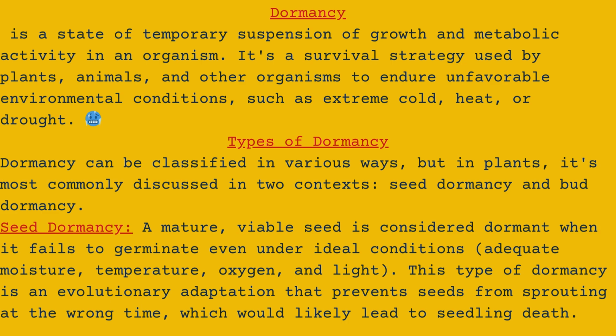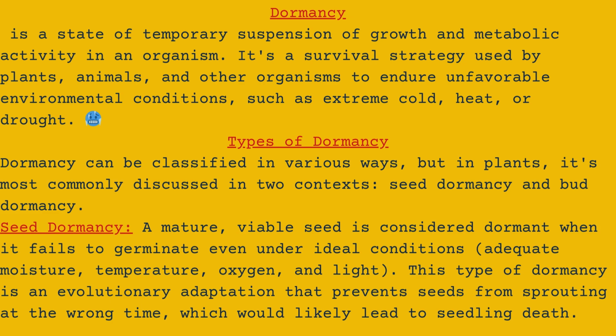Now we'll see here dormancy. It is a state of temporary suspension of growth and metabolic activity in an organism. It is a survival strategy used by plants, animals, and other organisms to endure unfavorable environmental conditions such as extreme cold, heat, or drought. Types of dormancy. Dormancy can be classified in various ways, but in plants, it is most commonly discussed in two contexts: seed dormancy and bud dormancy.